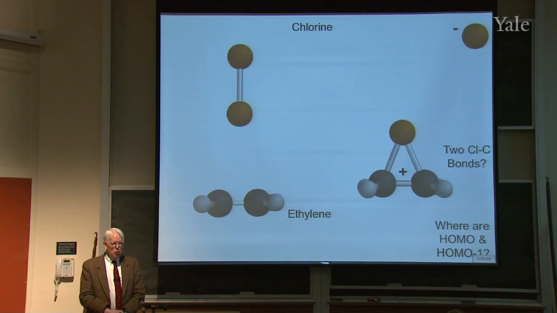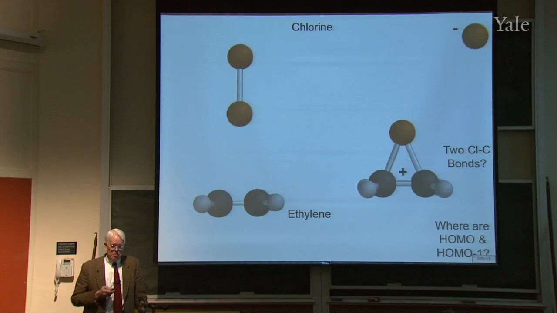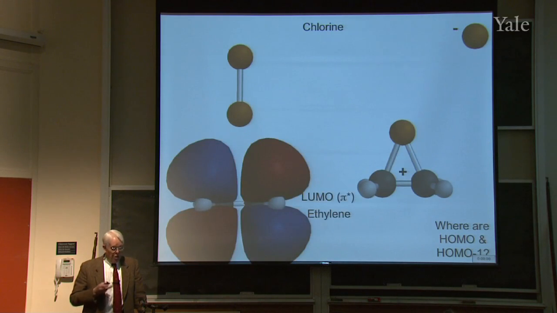Notice that there are two chlorine-chlorine bonds drawn in this three-membered ring. So there must be some other pair of electrons that's involved if we can draw two bonds. Where did those other two electrons come from, that other pair? Well, we had the LUMO on ethylene, pi star, and the HOMO on chlorine. Now, what do you think the HOMO on Cl2 would be?